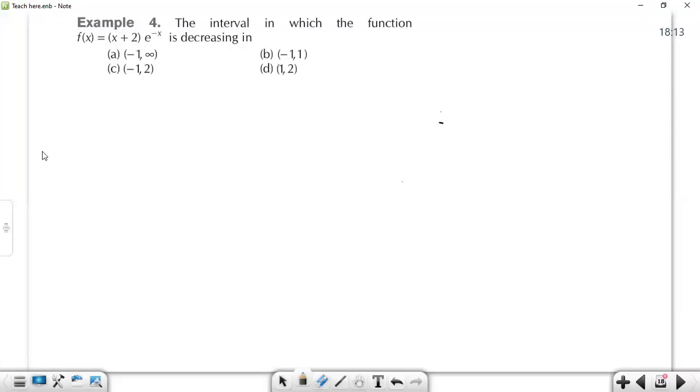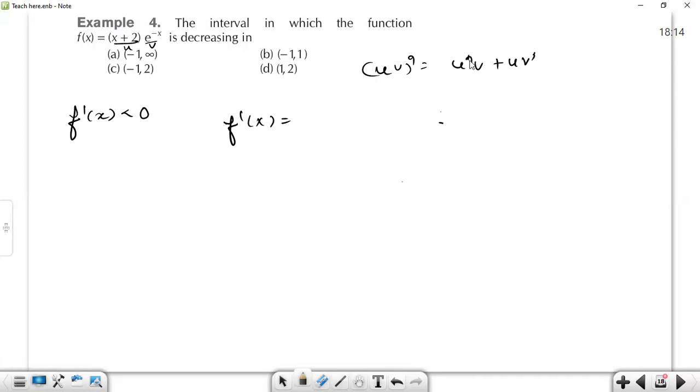So this says, find the interval in which the function f of x equals x plus 2 into e raised to power minus x is decreasing. So basically we have to find the interval of x. The function will be decreasing when f dash of x is less than 0, right? So let's first find f dash of x, and let's consider x plus 2 as u and e raised to power minus x as v. Differentiating uv gives u dash v plus u v dash.